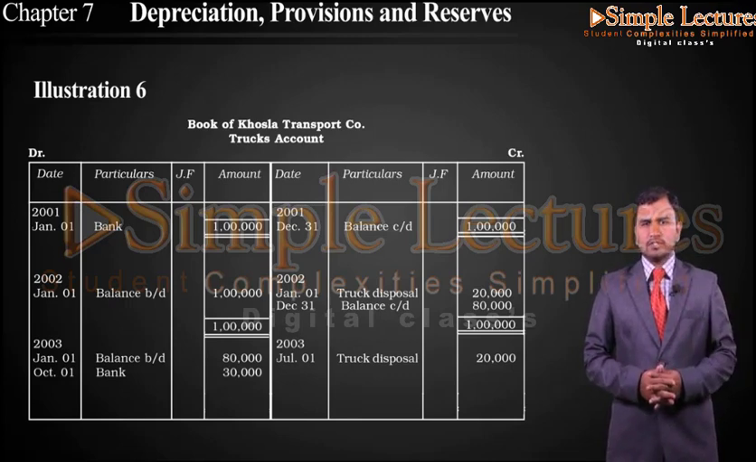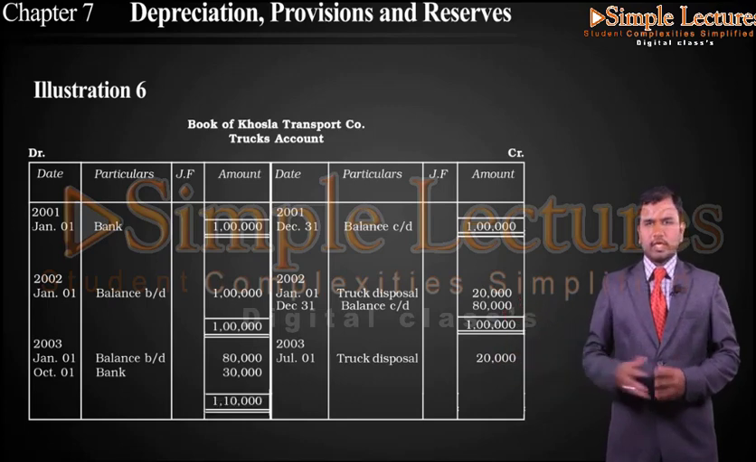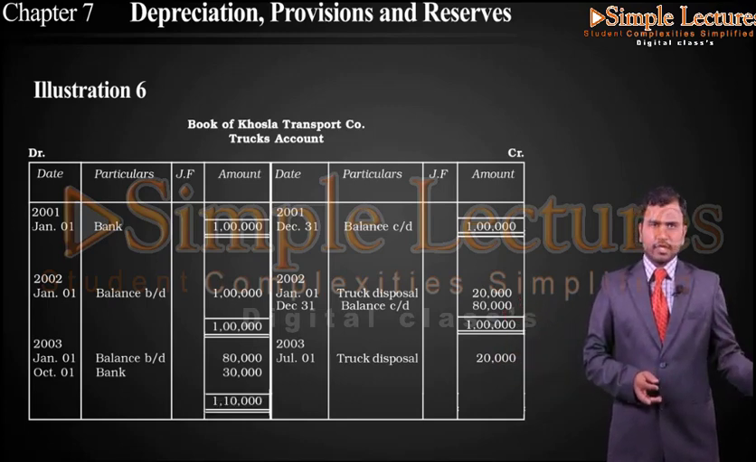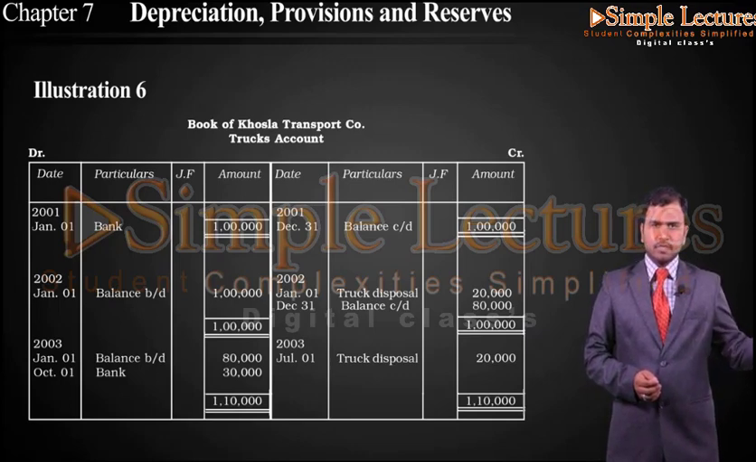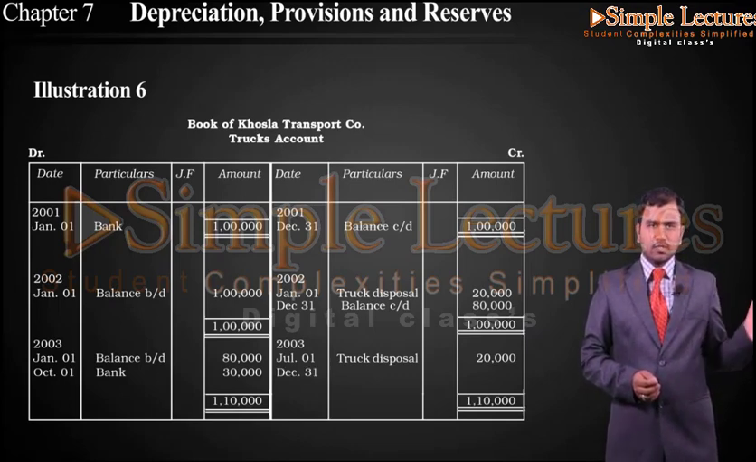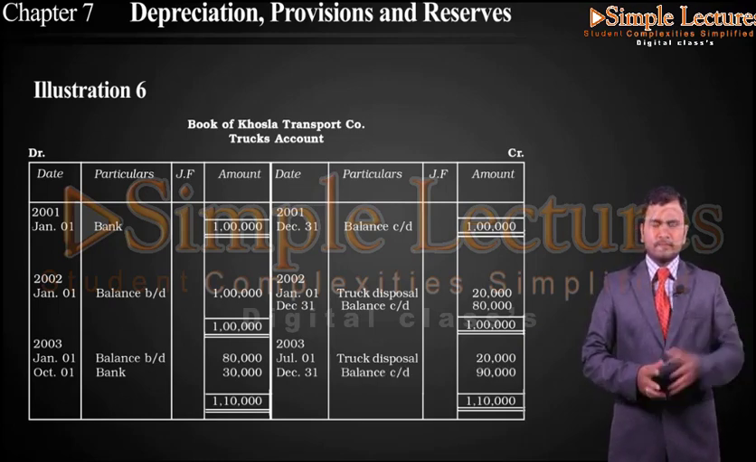Then we are going to close the account. Debit side total 80,000 plus 30,000, 1,10,000. Same total in the credit side, 1,10,000. Then minus 20,000, the difference will be 90,000 on the closing date 31st December 2003. Balance carried down 90,000.